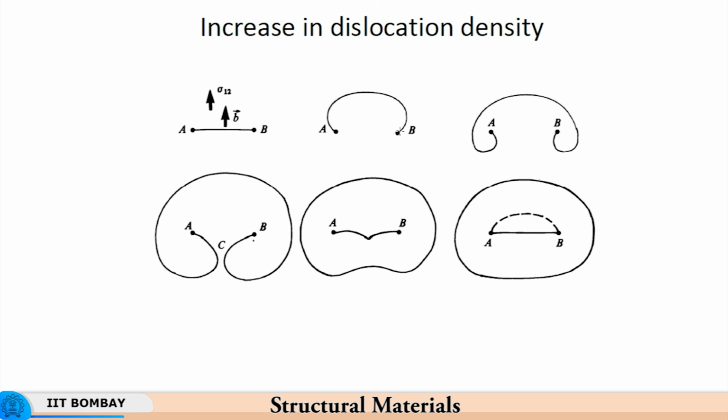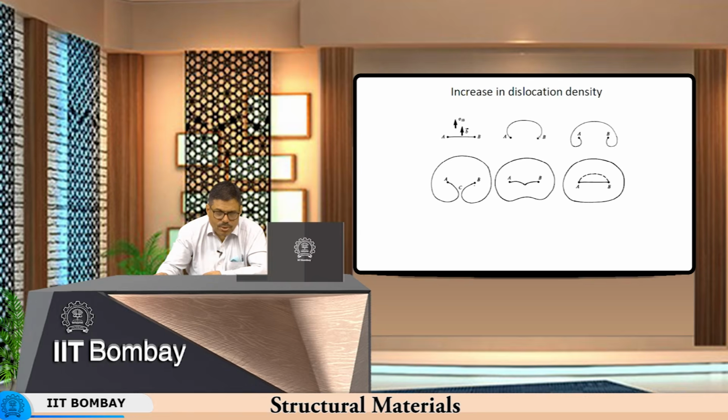This is called the Frank-Read source of dislocation multiplication. So what happens is, initially you had a straight line dislocation, let's say an edge dislocation, of the length AB, and now you have a shear stress acting in that direction, due to which the dislocation line bends. So it is anchored at A and B, but because of the stress it bends like that, and then it goes on bending this way, it goes on bending that way.